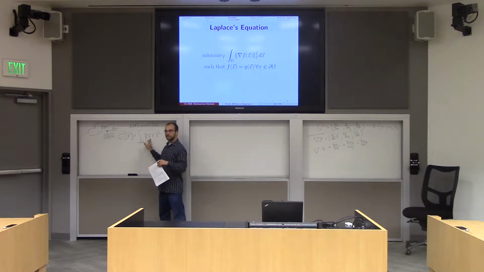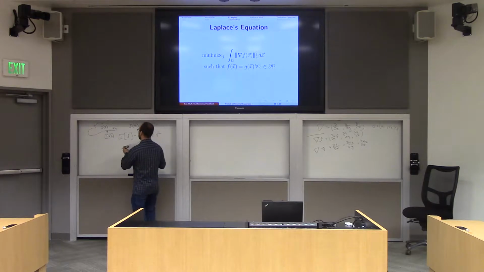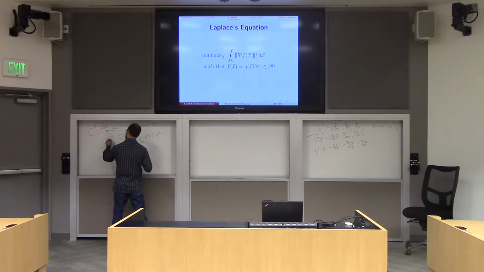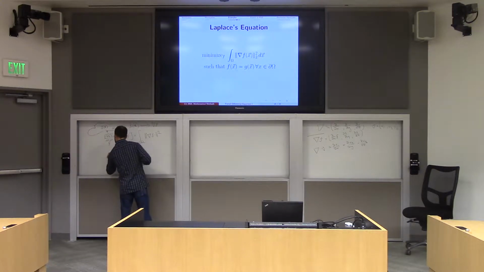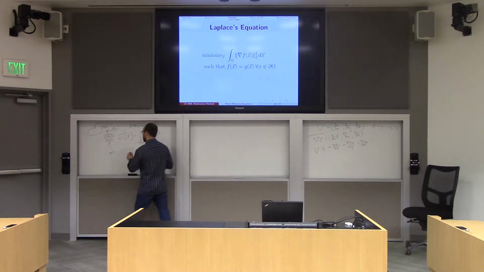Of a constant function? 0. Yeah? So this thing is minimized by constants. Now constants are boring solutions to optimization problems. So how do we keep away from the set of constants? Well, we say we're going to minimize E of f over all f, but we're going to add a constraint such that f restricted to the boundary is given.